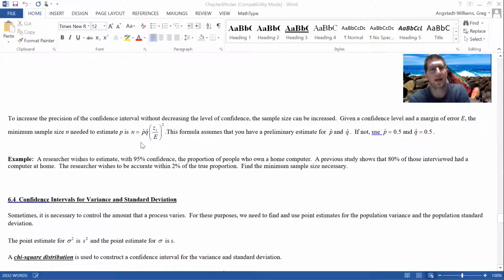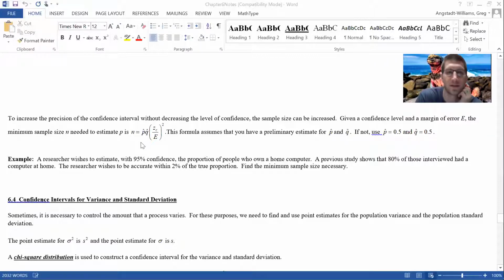So if you look at the example in your notes, it says we have a confidence level of 95%, which we know the z-score from section 6.1 is 1.96. It says a previous study shows 80% have a computer at home. That's going to be our p hat. If p hat is 80%, that means q hat is 1 minus 0.8, so that'd be 20% or 0.2. And then it says within 2%.